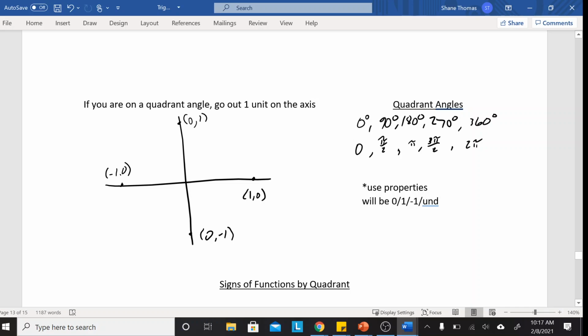So then, for instance, if I wanted, let's just go with, I don't know, let's say the sine of 90 degrees. Well, the sine is y over r.